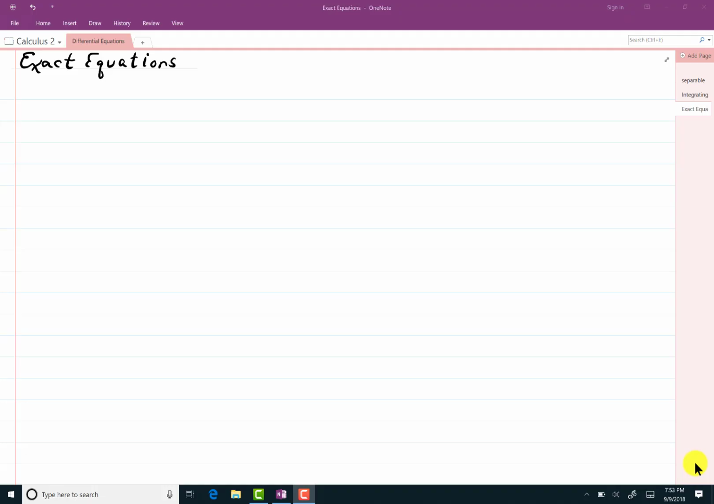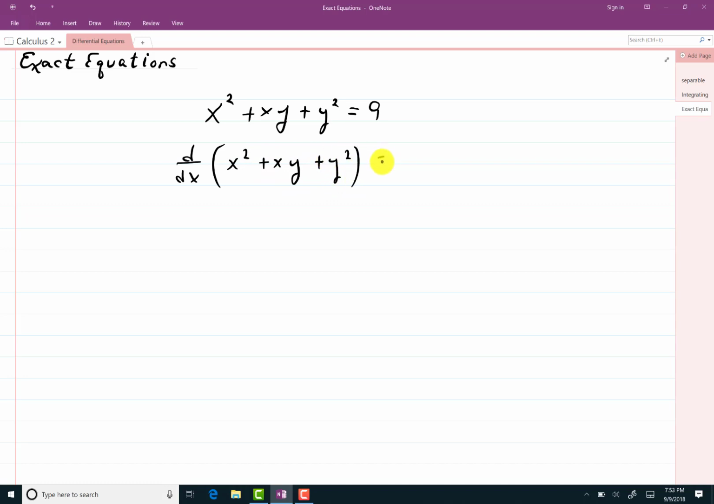Our next type of equation that we're going to look at are related to implicit differentiation. For example, let me just grab an equation at random here. We have x squared plus xy plus y squared equals 9. And what you typically would do in, say, a calculus class is you would take the implicit derivative of both sides. So I'll do d over dx of x squared plus xy plus y squared. And that's the same as d over dx of 9.